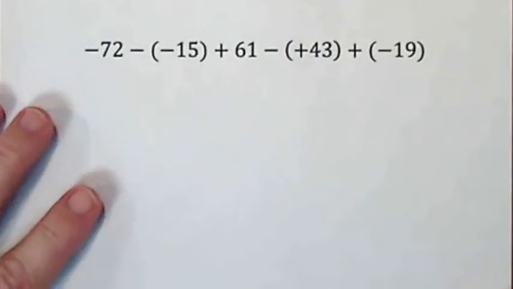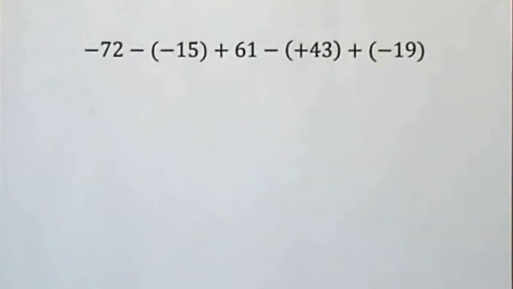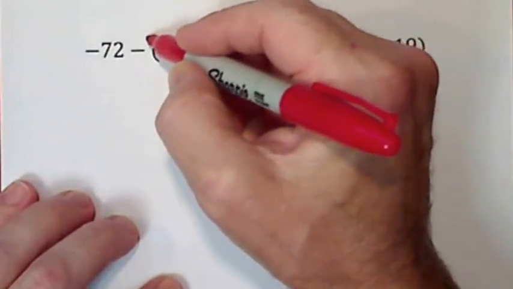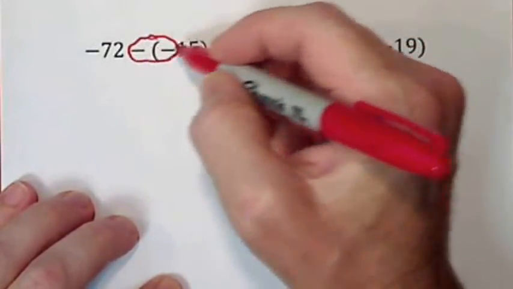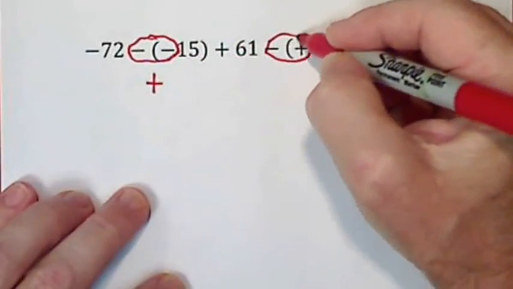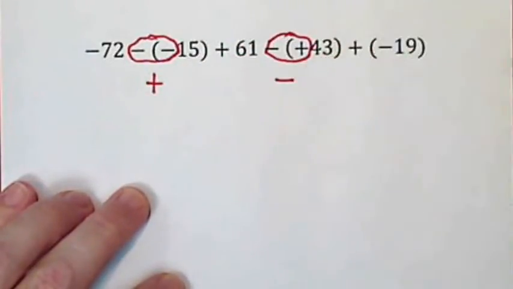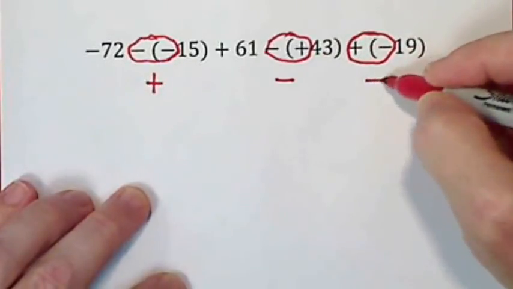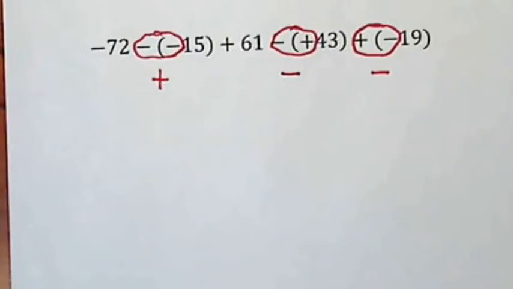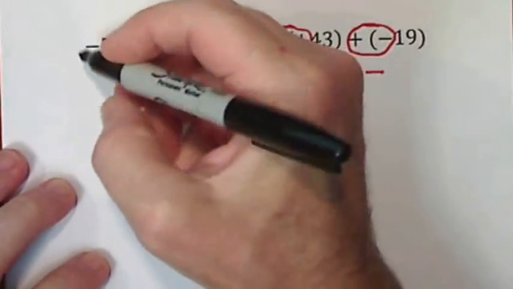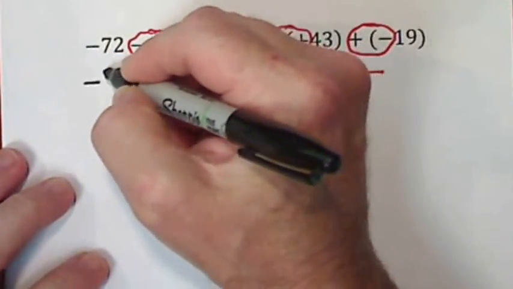And we'll solve one more problem. If there's two signs in front of a number, let's clean this up. Negative times negative is a positive. Negative times positive is negative. Positive times negative is negative. And then bring down whatever you haven't touched.